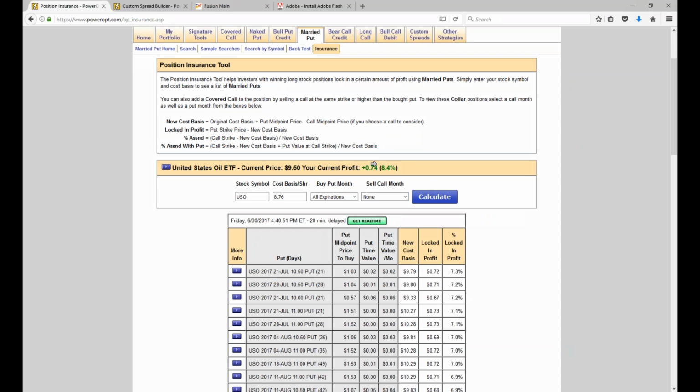Now we know here we have an unrealized gain of 74 cents or 8.4% on the position. Going shorter term, if I bought the July 1050 put for 103, it looks a little expensive, but if you bought the July 1050 puts 21 days out for 103, you'd have a new cost basis of 979. But you're guaranteed to get 1050 back, so you'd have a locked-in profit, a guaranteed return of 7.3%, no matter what USO does next. Okay, so this is essentially what we call a bulletproof trade.